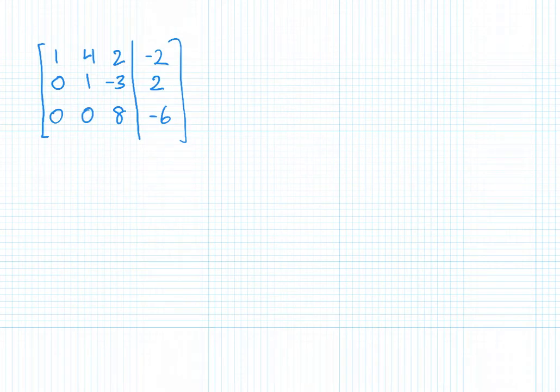So one thing we could do is we could multiply or divide the different rows in order to make the pivots equal to 1. Now in the first and second rows, the pivots are already equal to 1, so we're good with those. But the third row has an 8 for its pivot. We can divide by 8 in order to make that pivot equal to 1.